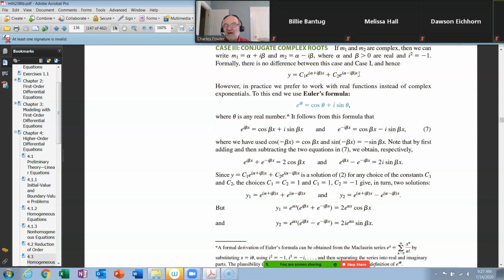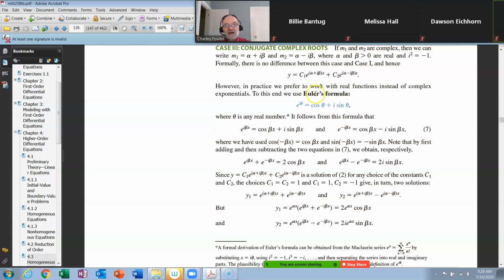However, they're covered up with complex numbers, with imaginary parts in them. In practice, we prefer to work with real functions instead of complex exponentials. Now, Euler's formula. I don't know if y'all remember this from some long distance past calculus course. You may not have ever hit it. Euler was an incredible mind, one of the most prolific writers of mathematics ever.